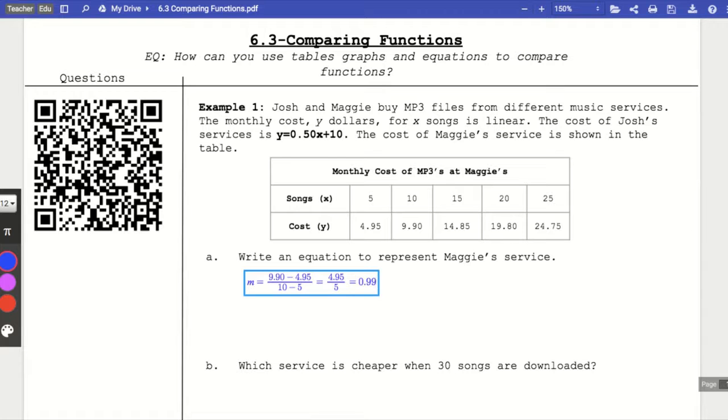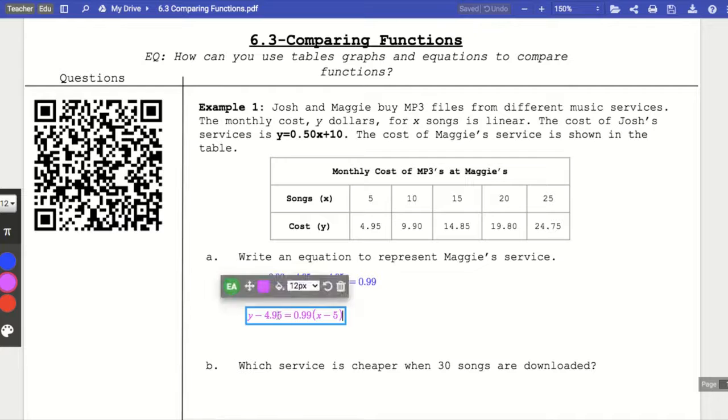So I can either find the y-intercept, but I'm actually going to put it into point slope form. And the reason why I'm putting it in point slope form is because remember, I just need 1 point. Well, in the table, I'm given 1, 2, 3, 4, 5 points. So this is really easy to work with. So I'm just going to choose the first point, that 5 and 495, and go ahead and put it into point slope form. So remember, that's y minus the y1, which is 495, equals m, which we said was 0.99, parentheses, and then x minus 5. That's the first x value. Now I have it in point slope form.